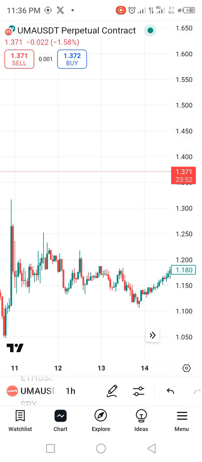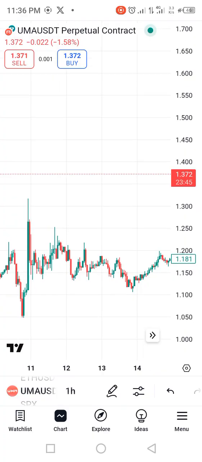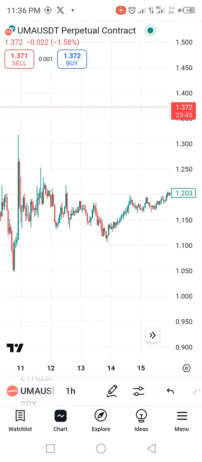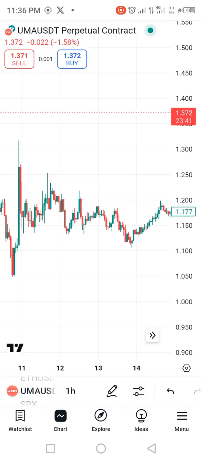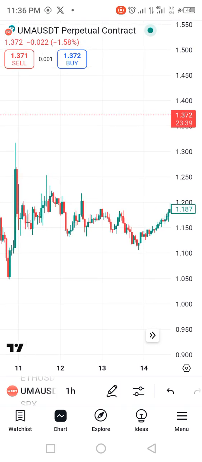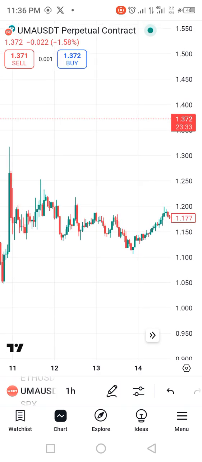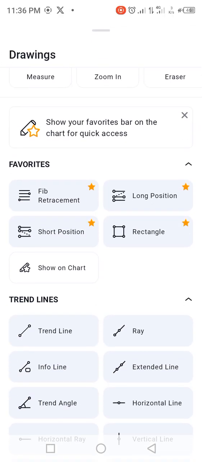Now, let me show you the setup on the chart with the candlesticks. Now, look at it. I traded this pair. I even gave it on my Telegram group, all in massive profit. Now, this is what I'm talking about.